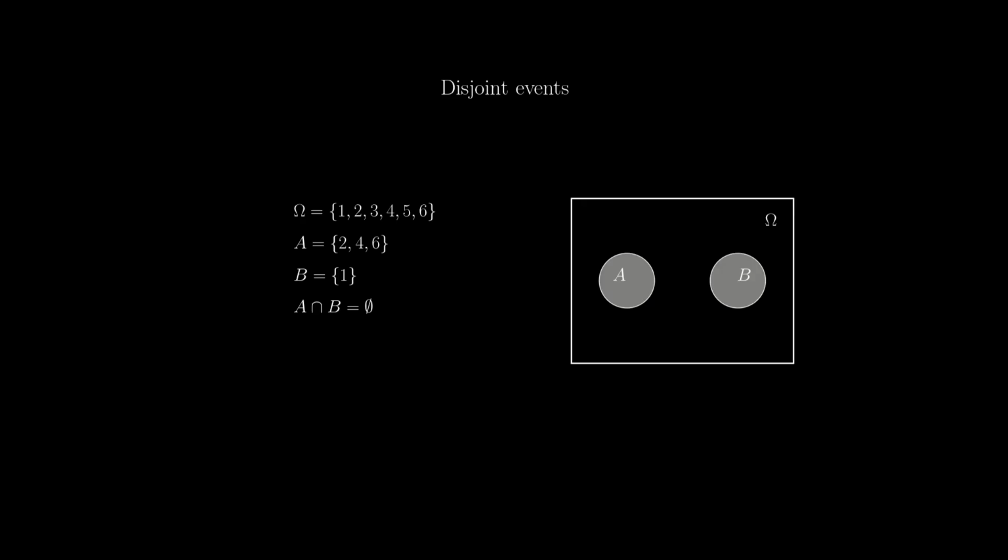Events A and B are called disjoint or mutually exclusive if A and B have no outcomes in common, or, in set notation, if their intersection is the empty set. In this example, the event the die is even and the die is 1 are mutually exclusive or disjoint.